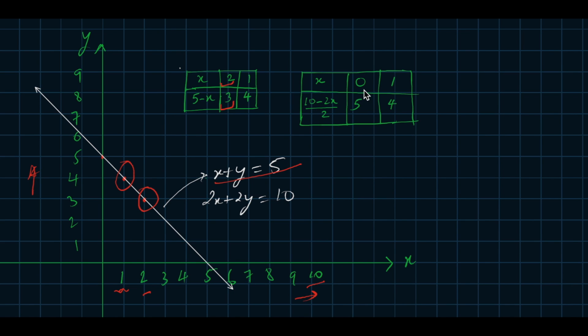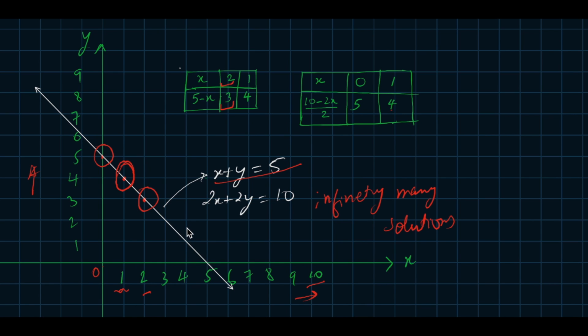Now our second line is for x equals 0, y is 5. So this is our first point. The second point is 1 and 4. So x equals 1, y is 4, which is the same point as the first line. So now when you draw this line, it will be a single line, and both of them will have infinitely many solutions, as both of the lines are coincident.